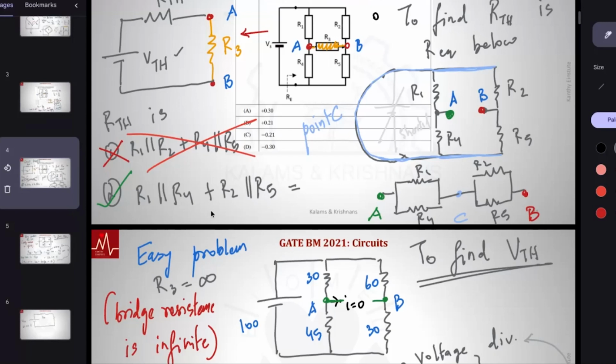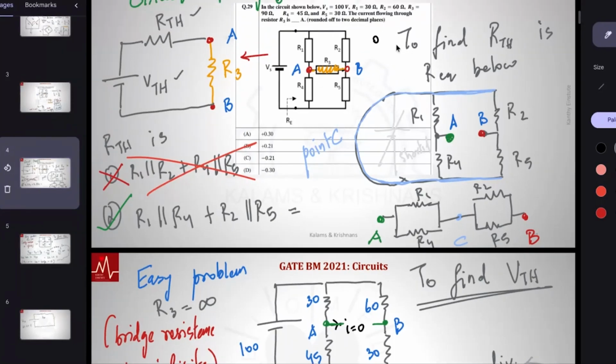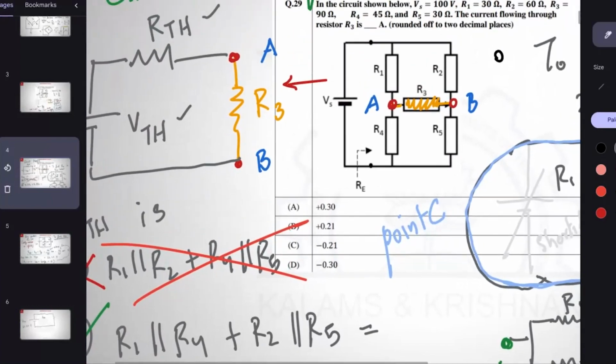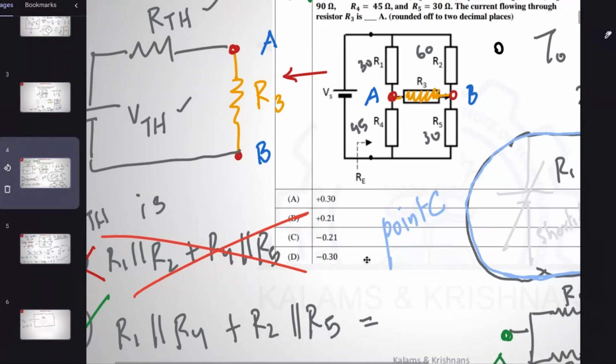What is this R1 parallel R4? That is simple. Do you want the values? Fine. Let me write them here. What we want is R1 parallel R4 plus R2 parallel R5. The values happen to be: R2 is 60, R3 is the bridge resistance that we know, R4 is 45, and R5 is 30. So we have 30 parallel with 45, plus 60 parallel with 30.